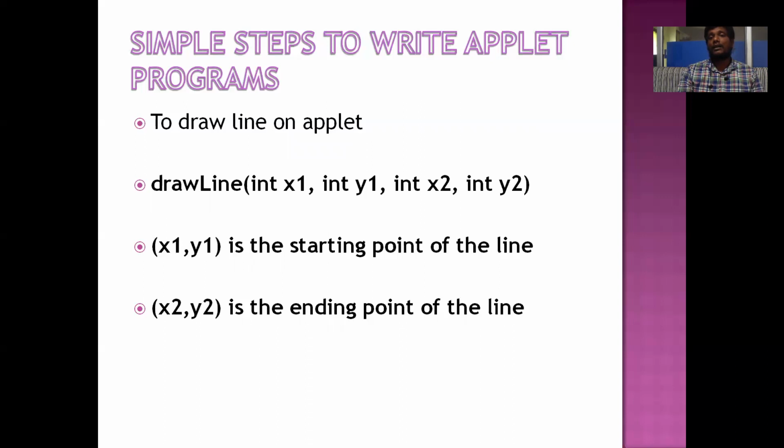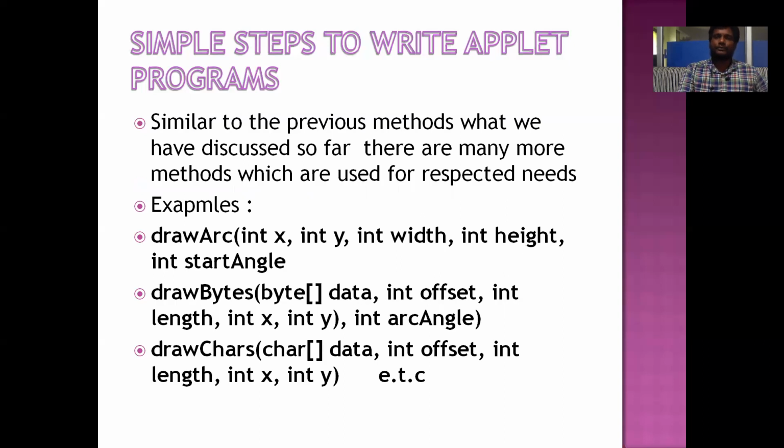In the draw rect method, if I pass 10, 10, 0, 0, that means the height and width of the rectangle are 0. If I mention draw rect of 10, 10, 0, 0, then it will display a single point at the position 10, 10. This is how we can display points on the applet. We can display it by using draw rect, or we can also display it by using the draw oval method. By passing draw oval of 10, 10, 0, 0, it will display a point at 10, 10. Similarly, by using the draw line method also, we can display a point on the applet.